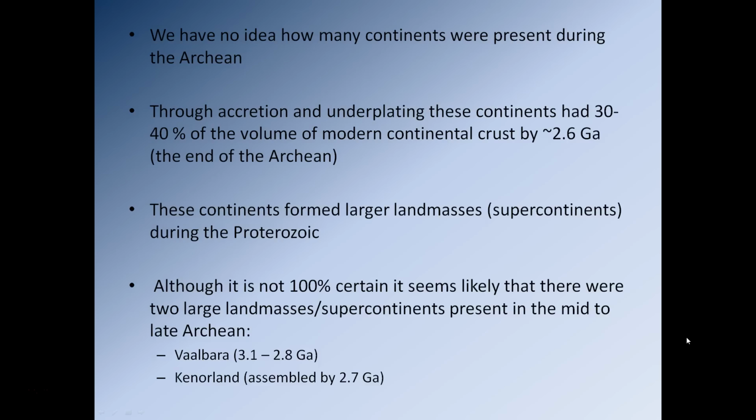So, although it's not 100% certain, it seems likely that there were two large land masses, so supercontinents, present in the mid to late Archean. They've been named Valbara, which existed between 3.1 and 2.8 billion years ago, and Corneland, which existed about 2.7 billion years ago. Now, to be clear, the evidence for these two supercontinents is a bit sketchy, to say the least. We do think there is a chance they were there. Common sense says yes, they probably did form, but the evidence is not strong. So don't take it as gospel.